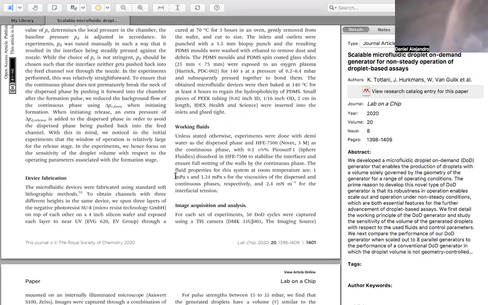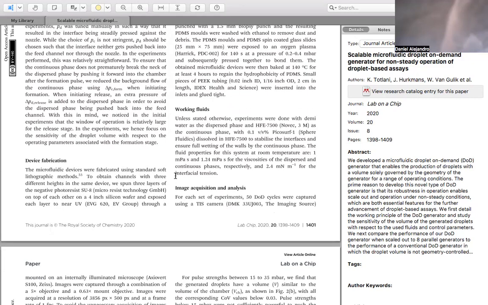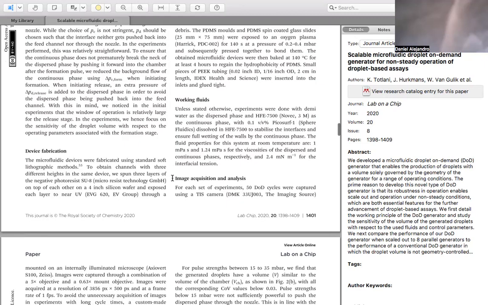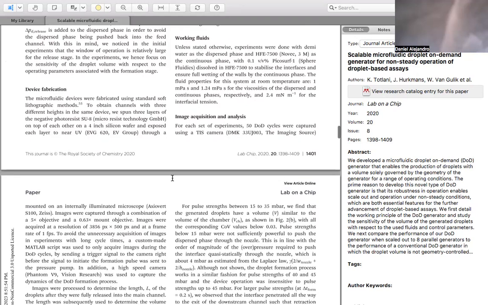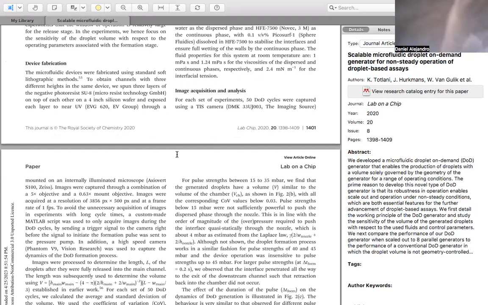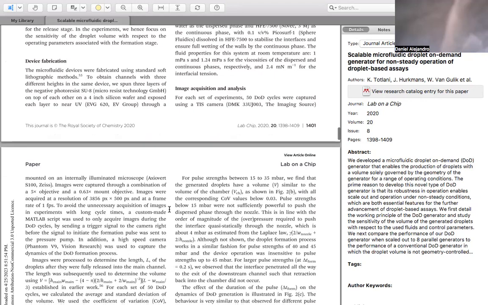For the fluids, they use water for the continuous phase, and the dispersed phase is using the HFE oil that we have, the fluorinated oil. And the image acquisition is using this camera.